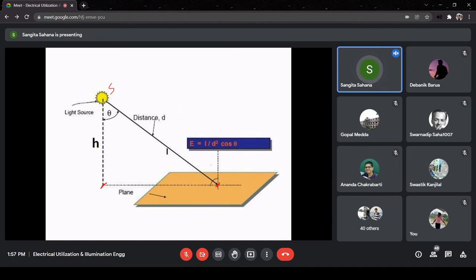D is always the distance between the source and the point. At a point here, this is my D. This is D. If you want to calculate at a point, it is I cos theta by D square. This is the distance D.